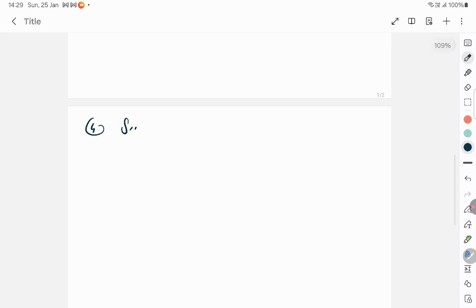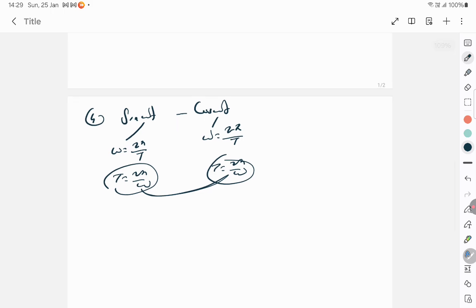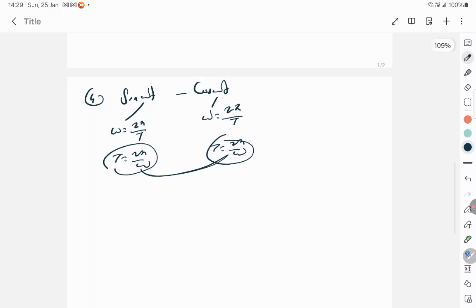The fourth question has got sin omega t minus cos omega t. This is periodic because you take omega equal to 2 pi by capital T. Here also omega is equal to 2 pi by capital T, so T is equal to 2 pi by omega for both. Both of them are going to repeat together at the same time. The combined function is also periodic, but is it simple harmonic?